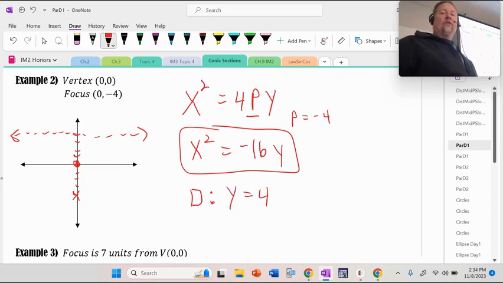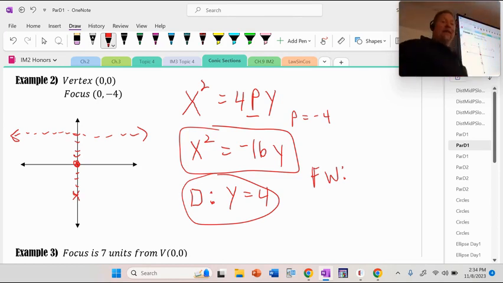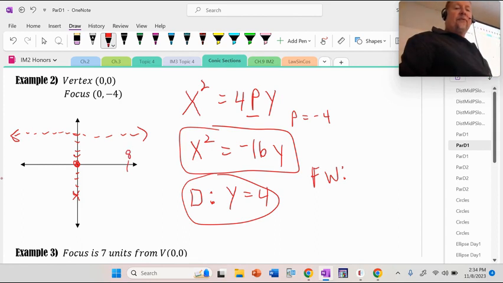Last but not least, the focal width. We're just saying FW or LR if you want. The focal width is 16. So these are 16 away. So how far do I have to move this way and how far do I have to move that way? 8. Let's just do this. Every graph is going to look the same today. Just put 8 here and put -8 here.